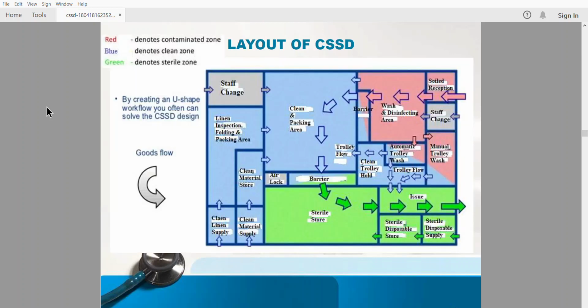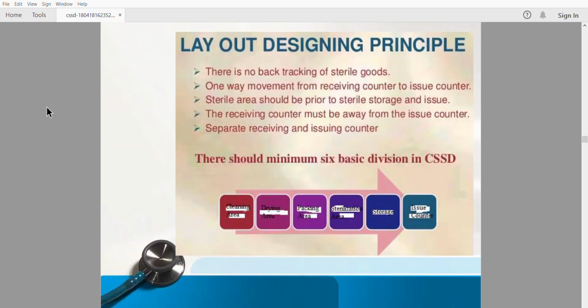Red zone indicates the contaminated zone, blue zone indicates the clean zone, and green zone the sterile zone, and the arrows indicate the flow of operation between these zones. The layout designing principle: there is no backtracking of sterile goods. One-way movement from receiving counter to the issue counter. Sterile area should be prior to the sterile storage and issue. Receiving counter must be away from the issue counter. Separate receiving and issuing counters should be maintained.